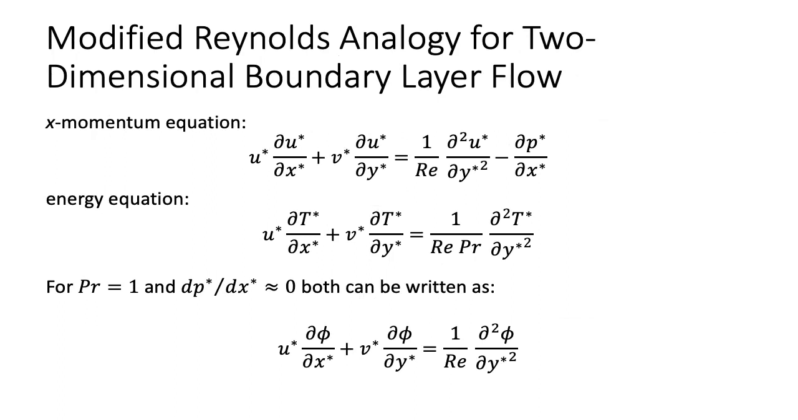Before moving on to Part C, we will review an equally powerful engineering tool called the Reynolds analogy. We begin by writing the x-momentum and energy equations for a two-dimensional boundary layer flow. We notice that if the Prandtl number is 1 and the pressure gradient is negligible, these equations have the exact same mathematical form. Thus, they must also have the exact same solution.